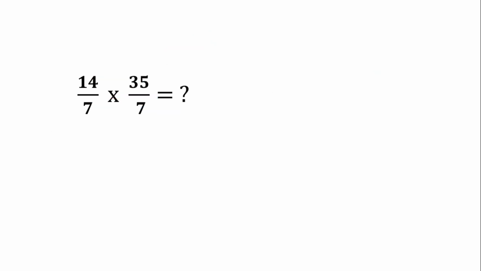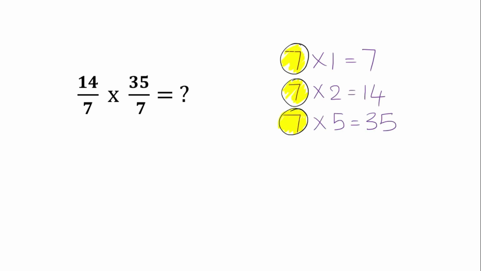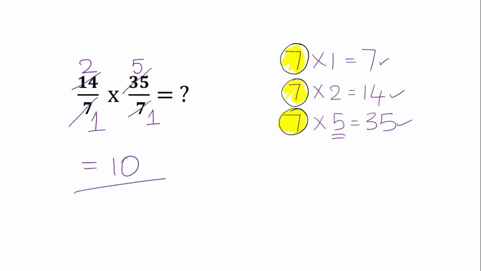So here, looking into 7's table, you have 7 as the common factor for all the 3 numbers here. I have 7 cancelled. I will write 1 there. And 7 times 5, so 35 can be cancelled, and I write 5 there. Now I have 14 and 7. Again, 7 ones are 7 and 7 twos are 14. So my final answer is 10.